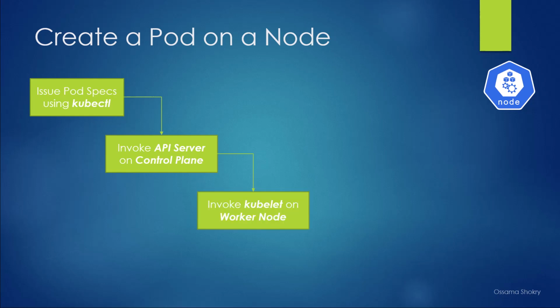The API server on the control plane communicates with the worker node via its kubelet, asking it to launch the said pod. The kubelet, which is an agent that runs on each worker node, creates the pod on that node with the given specs.